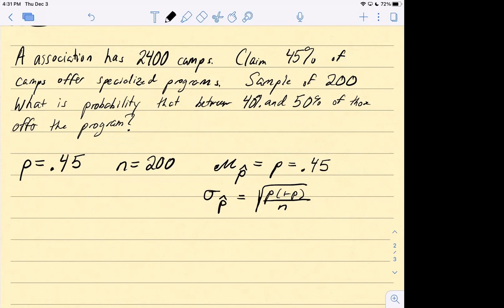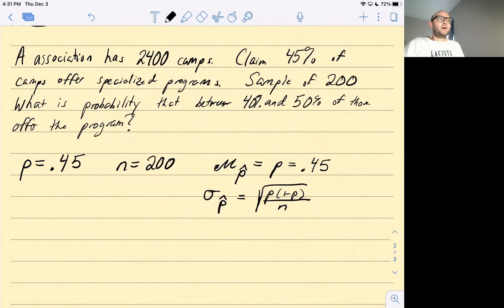Yeah, so n times p and n times q have to be greater than 10. That's a little bit different than the population condition: the sample is less than 10% of the population. Yeah, this is the 10% condition. And some people say it's better to even have a 5% condition.